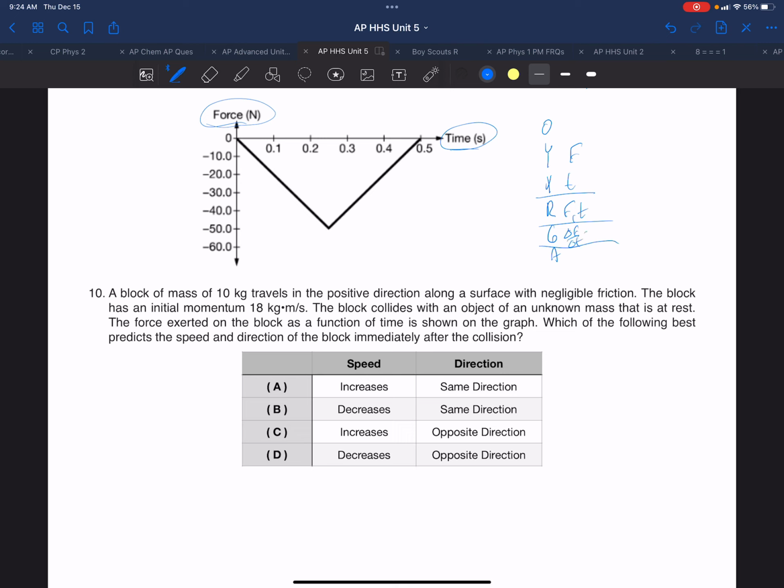The gradient delta F over delta T is the rate of change in force. And the area is F delta T, which is the impulse, which is delta P, which is M delta V.